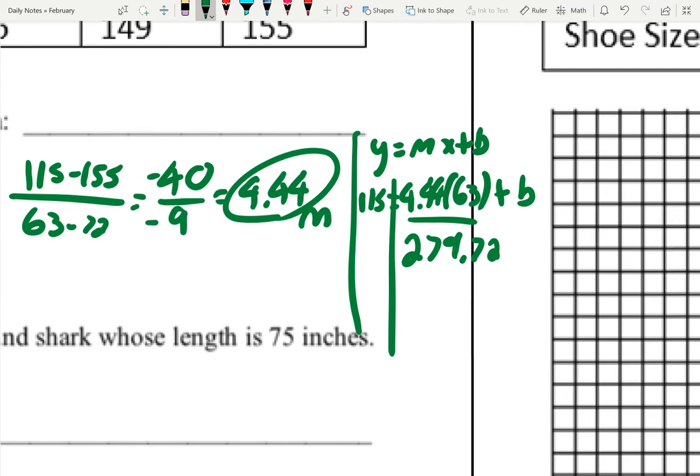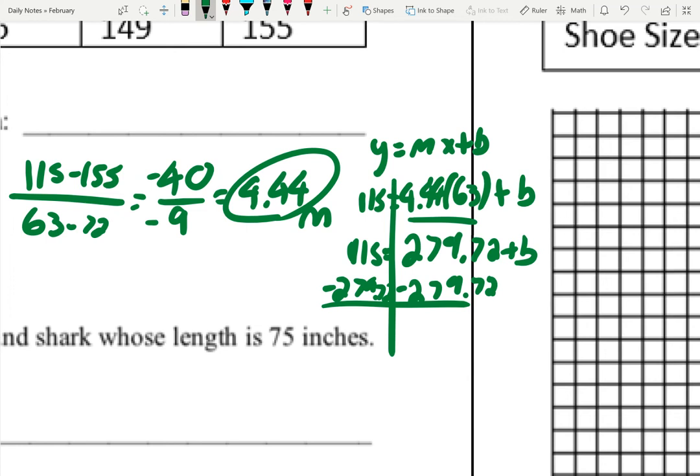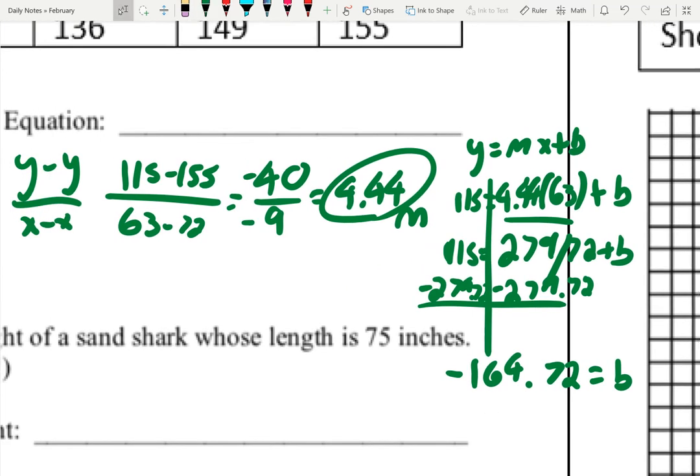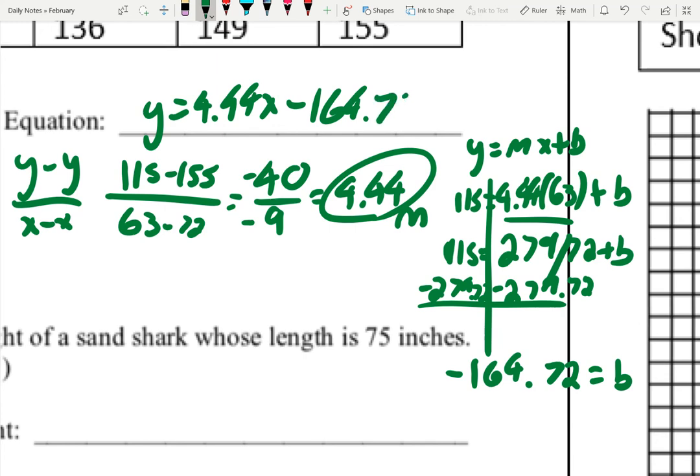All right, now I'm going to subtract. Let's see, that's 115 equal to 279.72 plus b. Since it's positive, I'm going to subtract 279.72 from both sides. So 115 minus that answer is negative 164.72. That's our b value. That's equal to b. So my final equation would then be y equals 4.44x minus 164.72.